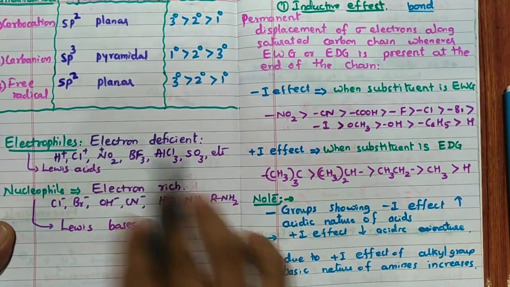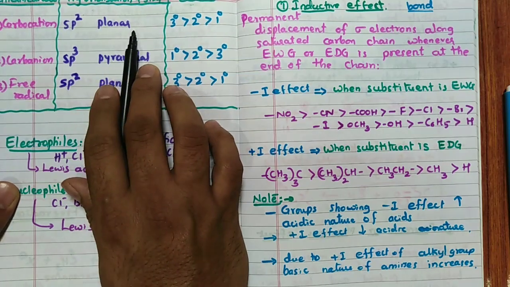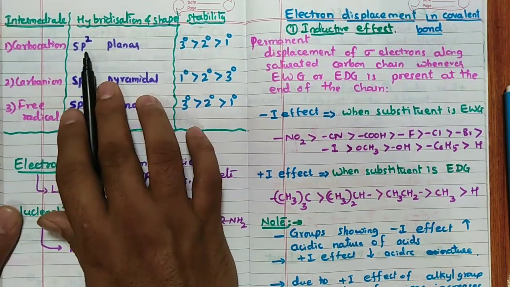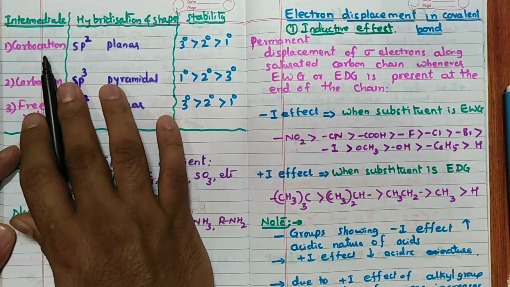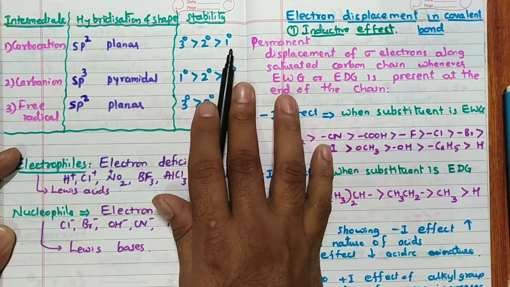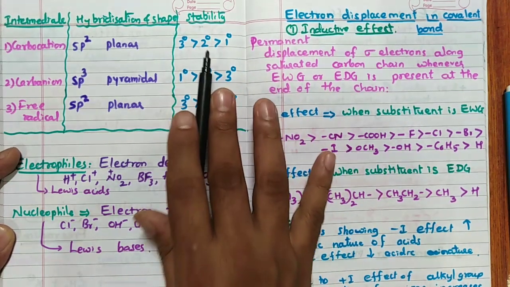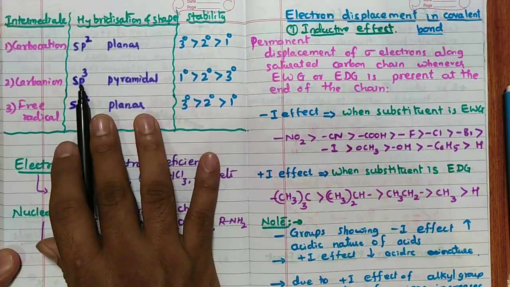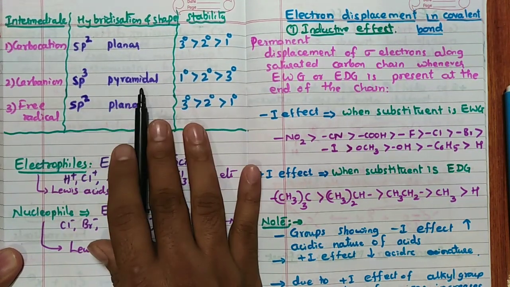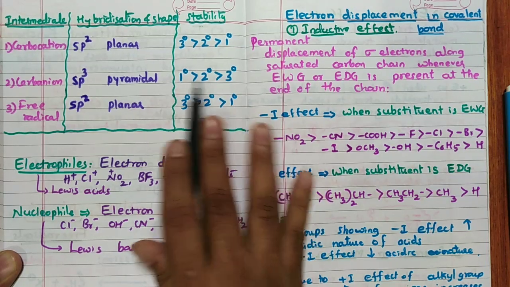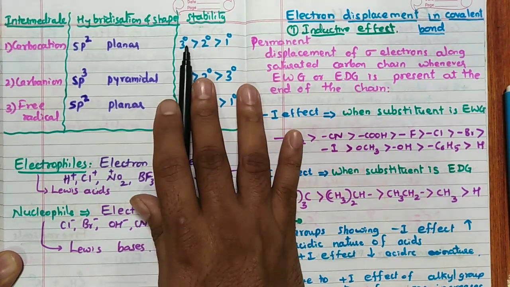Now we will see quickly carbocation: what is its hybridization and shape. For carbocation, remember hybridization is sp2 and planar shape, like CH3 plus. Tertiary more than secondary more than primary is the stability order. Very, very important stability order you have to remember. Carbanion is sp3 hybridization, pyramidal, with stability primary more than secondary more than tertiary. Primary is always more stable here, whereas for carbocation tertiary is more stable.